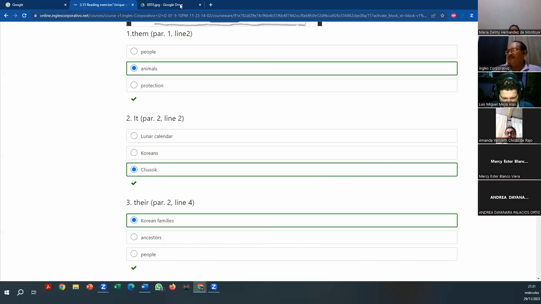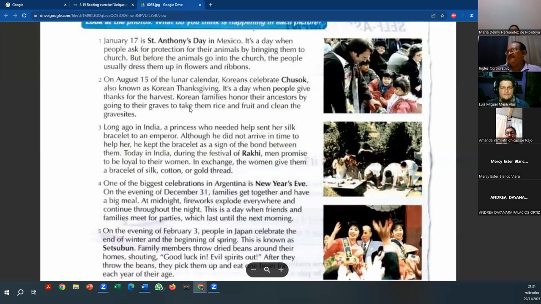I will go for ancestors, yes. Okay, it's a day when people get the harvest. Korean families honor their ancestors by going to their graves. And this one, the second, is for ancestors. The first is for Korean families. Yes. Okay, in that case, yes.